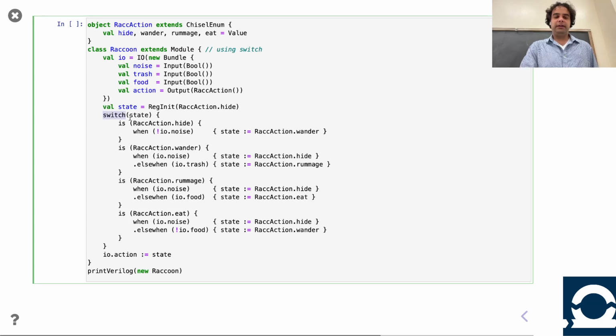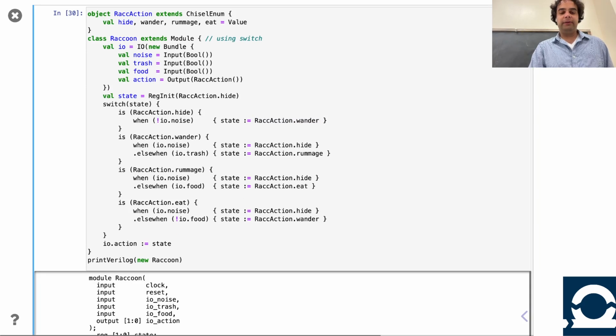I can say switch on the state, and then what is the state currently? If the state is hide, then this block occurs. If the state is wander, then this other block occurs. So using the switch statement, this is a lot more tidy. You can also notice that by using this enum, things in general are a lot more tame. We have the state names being clear, the next state names being a lot more clear. This is much nicer code than having raw numbers, like remember, number two is this, number three is that. Use enums, it keeps things all tidier.